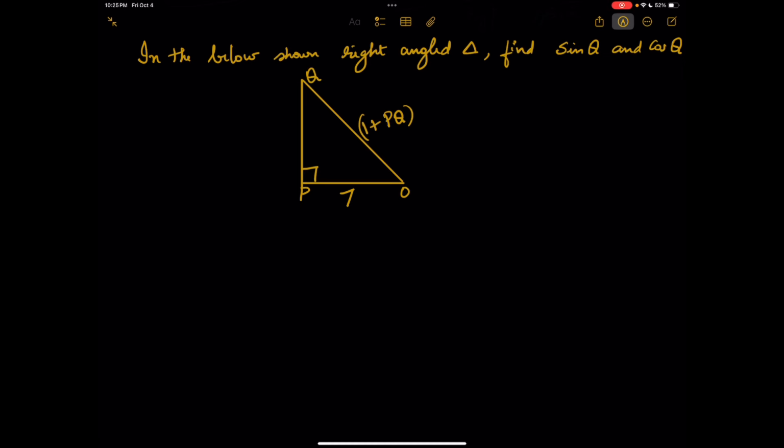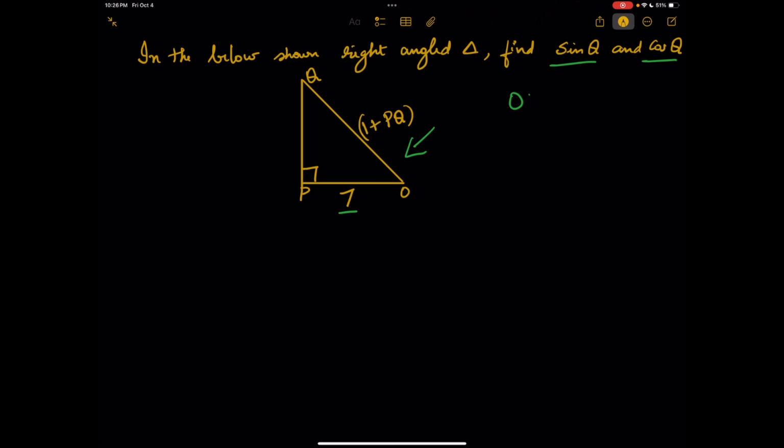So in the right angle triangle shown here, we have been given two pieces of information, which are OP is 7 and OQ is 1 plus PQ. So basically it is 1 plus PQ, which is one of the sides of the triangle, that's the length of the hypotenuse. Now the ask here is, in this right angle triangle, we have to find the value of sine Q and cos Q. So whenever it is a right angle triangle, the most important theorem that we can apply is Pythagoras Theorem. So what does it say?